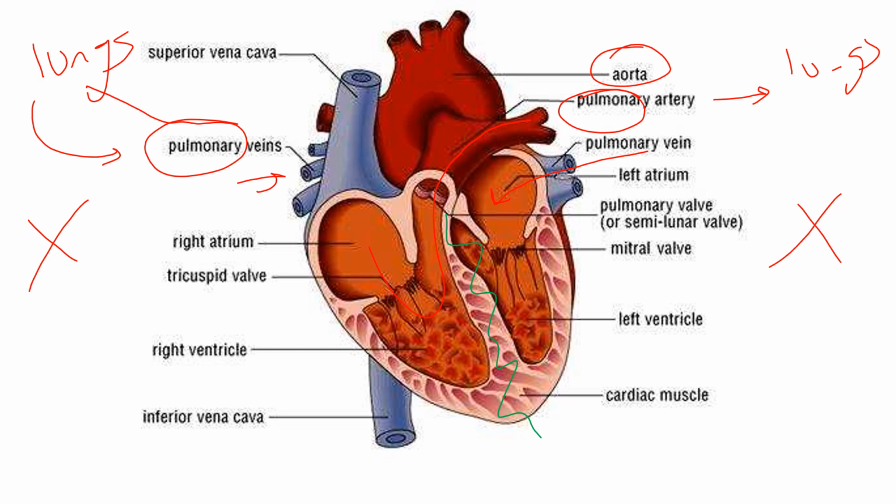Another thing to note here is we've got some valves that we have to know the names of. So here in the right hand side of the heart we've got the tricuspid valve, and this separates the right atrium and ventricle. And then on the left hand side of the heart we've got the bicuspid valve, and this separates the left atrium and also ventricle.